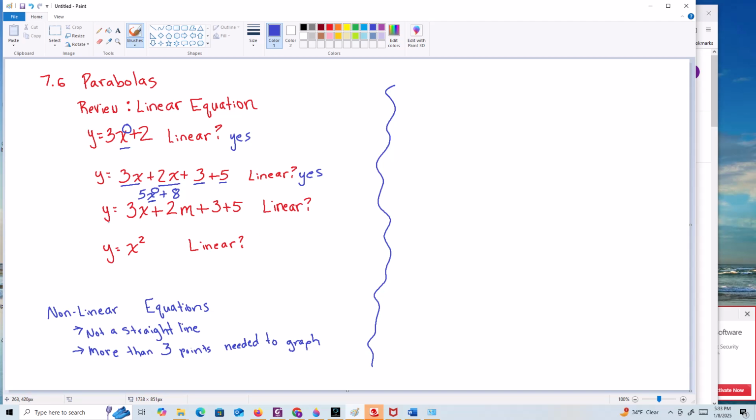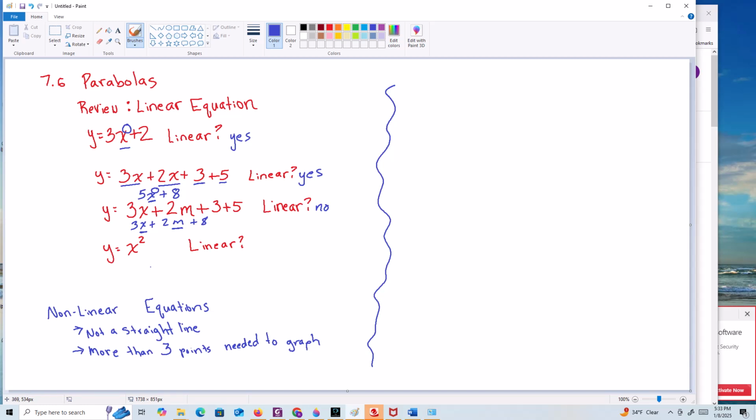So this too is a linear equation. In this next example, y equals 3x plus 2m plus 3 plus 5. Well, I can simplify it to some degree. I can go 3x plus 2m plus 8, but I'm still stuck with 2 different variables. I cannot combine those terms. They're not similar. They're not the same. So I have 2 different kinds of variables. I don't even have to look at exponents at this point. I know it's not a linear equation.